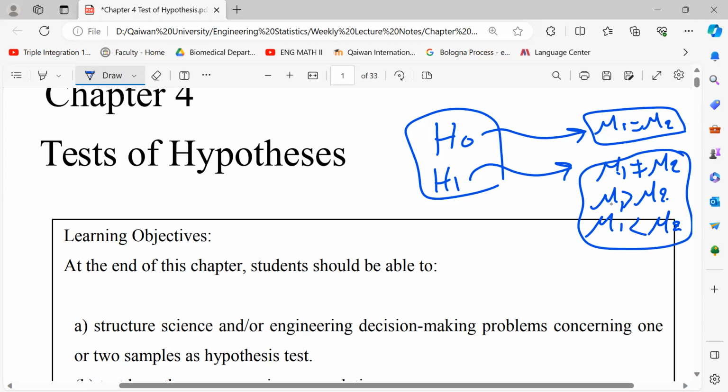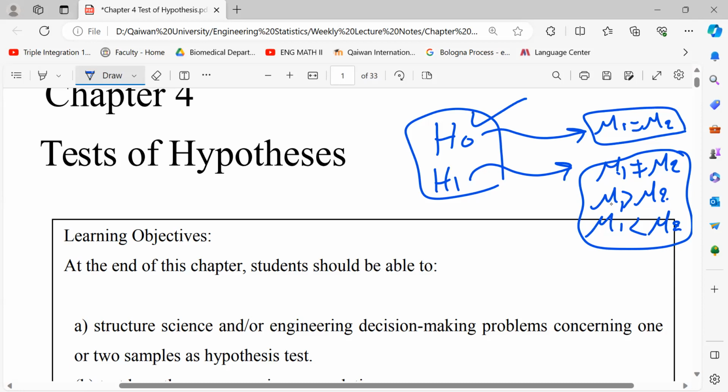If mu1 equals mu2, it's a statement, it's a hypothesis. We let it be true. And we also have another hypothesis, which says mu1 doesn't equal mu2. In this chapter, we test if these two are equal or not. Okay, we have rules to test these two.